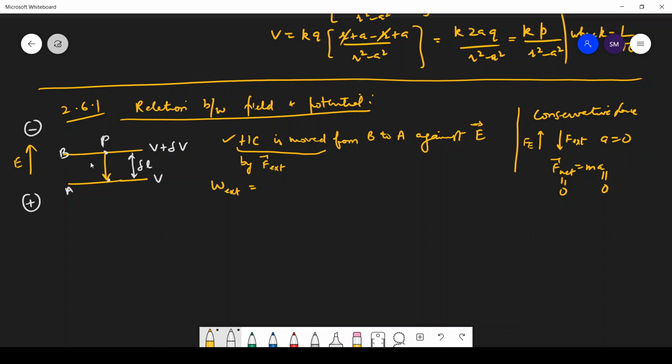So here this work done will be positive, because that is the direction of displacement delta L, and that's the direction of force external acting on +1 coulomb charge.